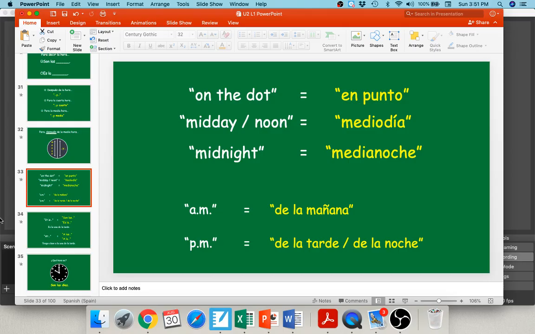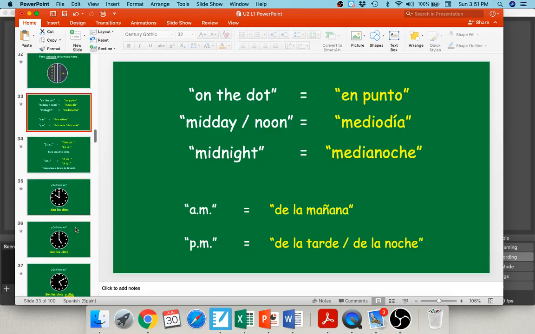And then you already learned this earlier in your reading, but to say in the morning, we add de la mañana. Son las 10 de la mañana, it's 10 o'clock in the morning. Or for at night or in the afternoon, we have de la noche for at night, or de la tarde for the afternoon. So, son las 10 de la mañana, it's 10 o'clock in the morning. Son las 10 de la noche, it's 10 o'clock at night. Son las 2 de la tarde, it's 2 o'clock in the afternoon. So you can kind of see how those work just a little bit.